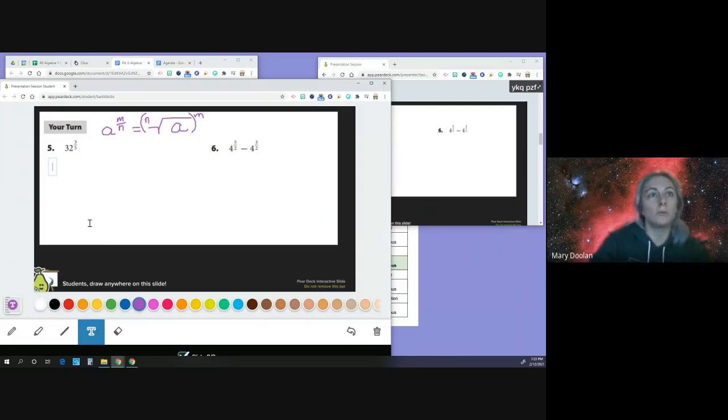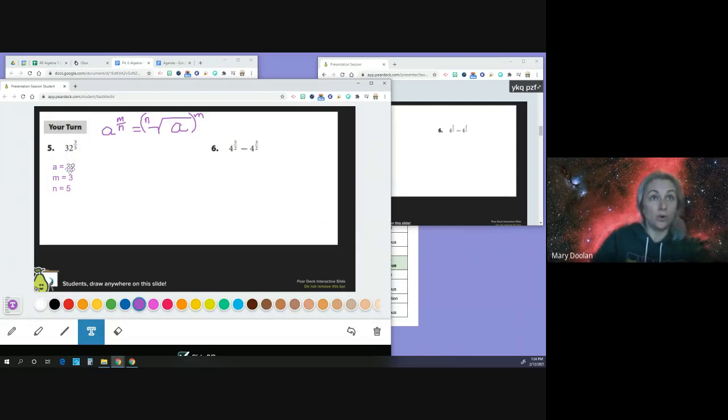So we have 3 variables. We have A, and that's going to equal something. We have M, and that'll equal something. And we have N, and that'll equal something. So maybe to help you figure out what you have to do here, look here and figure out what each variable is represented by. A is 32. Okay. M is 3. N is 5. Okay, so you can do it this way.